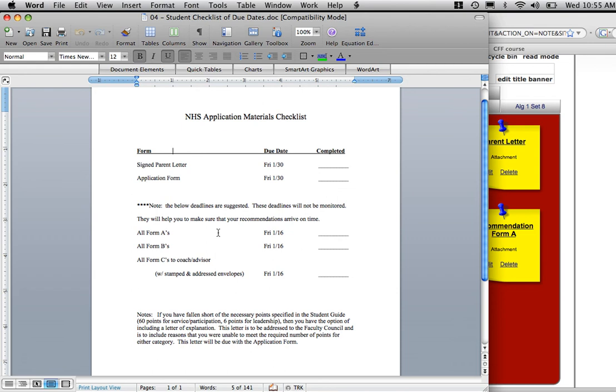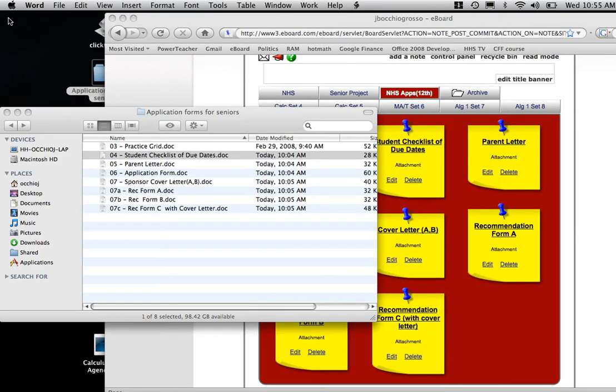Those are just suggested deadlines so that you get them the papers on time and that they can mail them to me. The entire application, including recommendations, is due on the 30th. So that's really the target date.